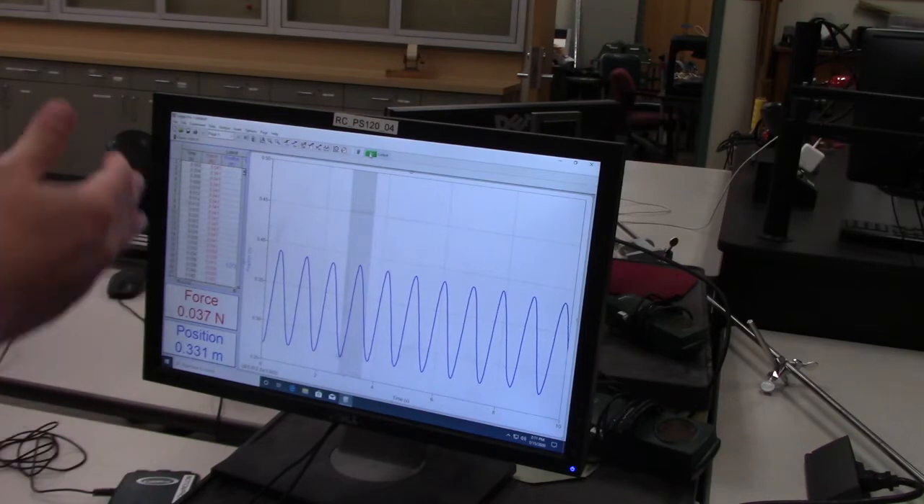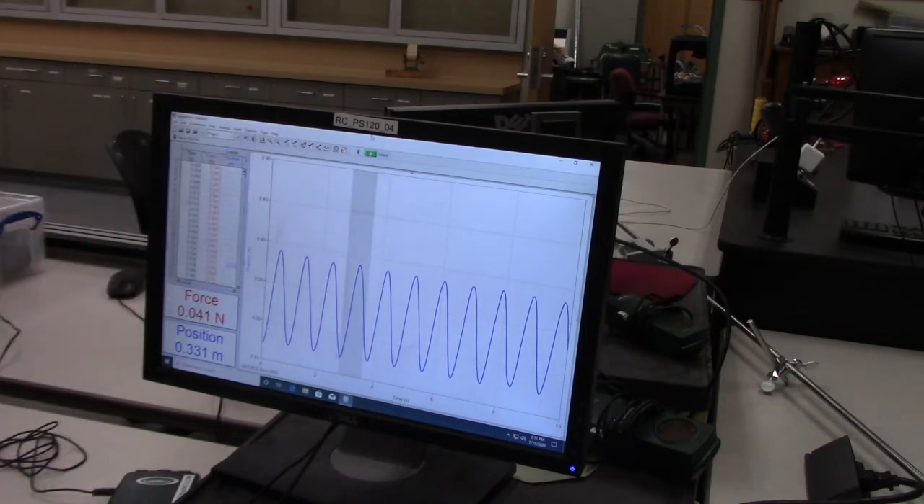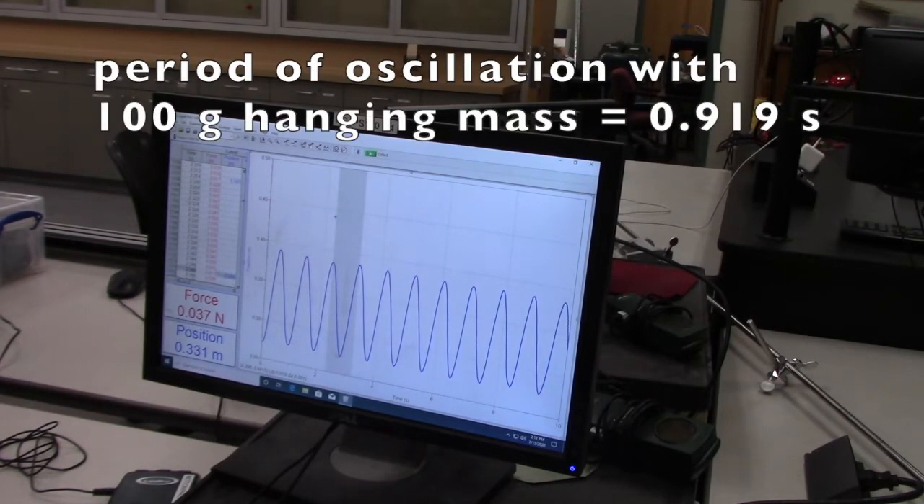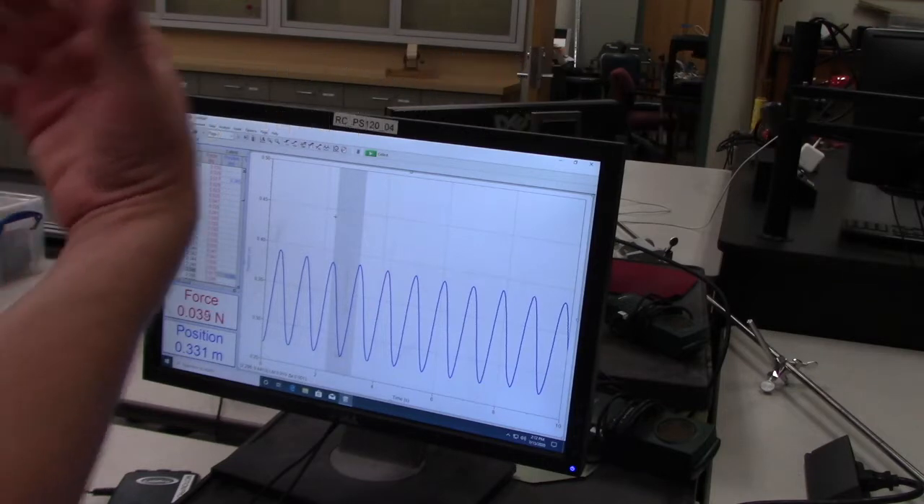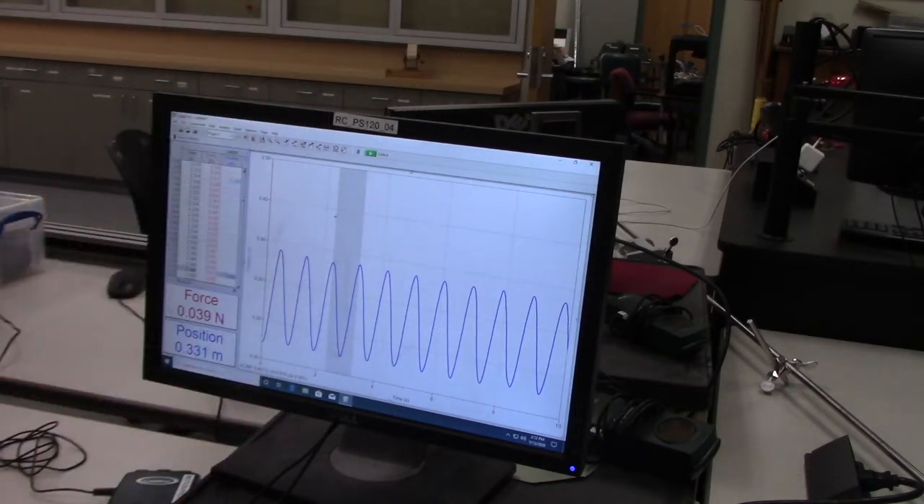Again, what you're seeing is a position versus time curve. And in the same way, we can measure the period by just seeing how much time elapses from one peak to the next on this sine curve. So I've selected that region of time. And now what we're getting is 0.919 seconds. So when we have 100 grams hanging from the spring, the period is 0.919 seconds. So notice how now that's a longer period. It's taking longer to bounce up and down the more mass that we add.